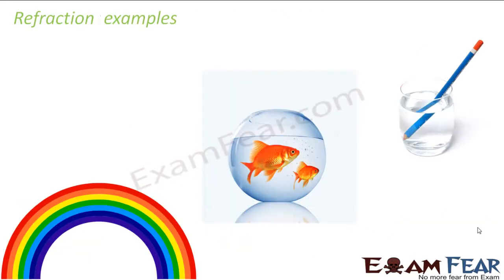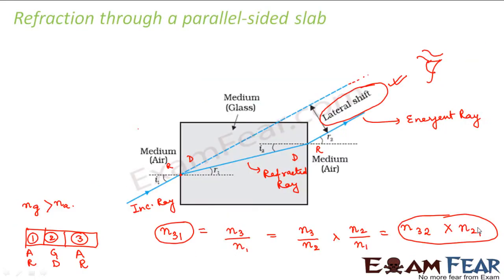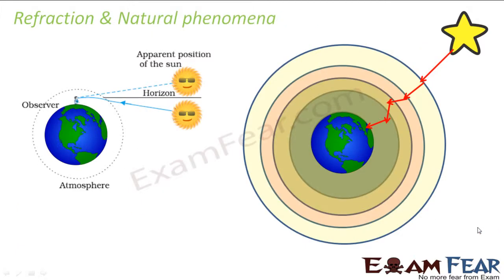So now we will go ahead and look at some of the natural phenomena around us which are governed by refraction of light. The first one talks about advanced sunrise and delayed sunset. What is that?